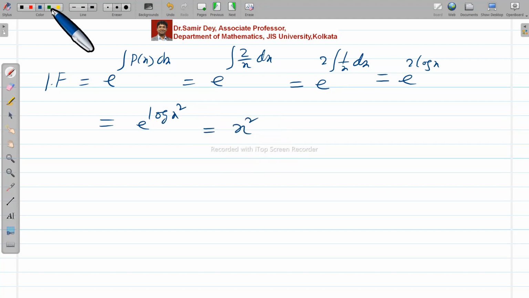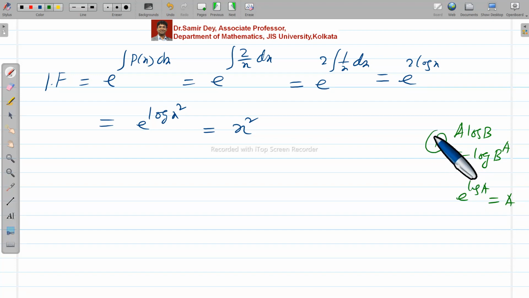Please check. So already you know that a log b is equal to log of b to the power a. Already you know that. And another part is there, e to the power log a is equal to a. These are the general formulas from logarithms. So now we have integrating factor x square. I think it is clear to all of you.